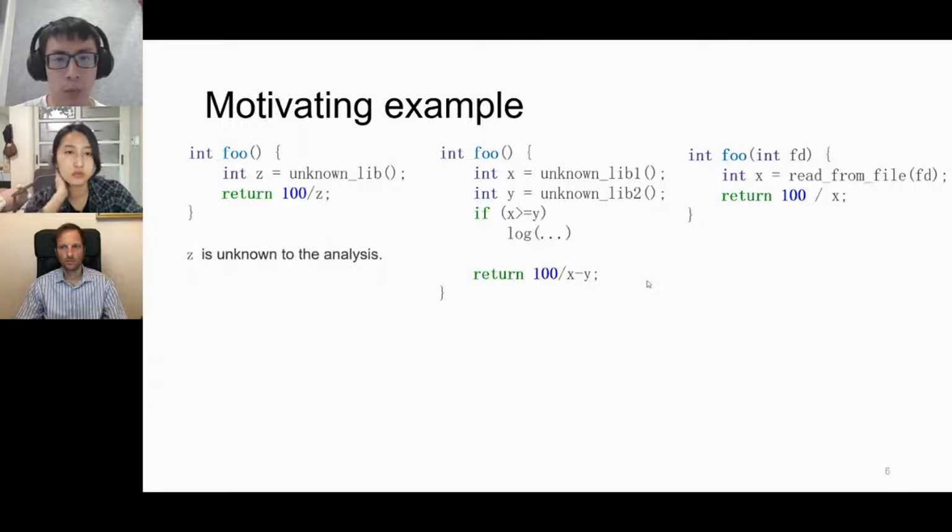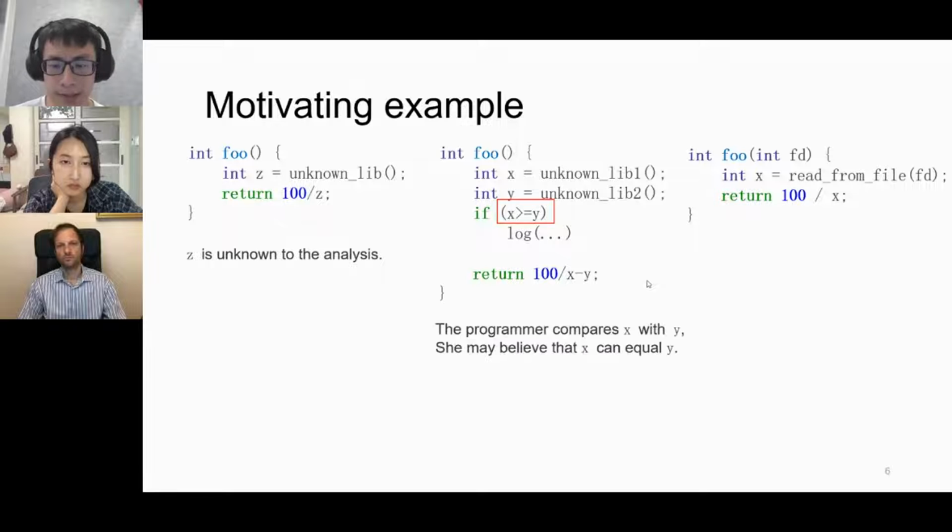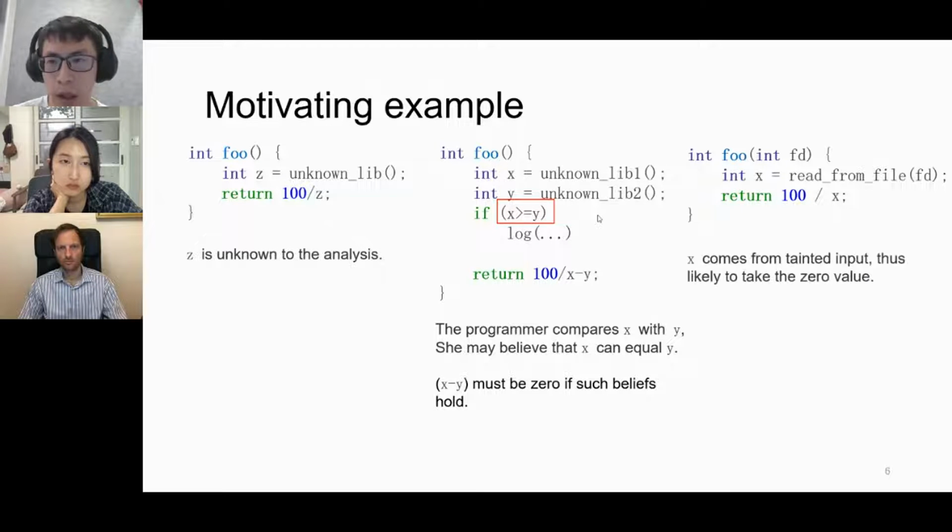For the middle program, we can observe that the programmer explicitly compares the variable x against y. This suggests her belief that x can equal y. When such beliefs actually hold, x minus y must be 0, so there is a divide-by-zero bug at the return statement. For the right program, since x comes from some tainted input, it may take any value, including the 0 value. So there is also a good chance for the right program to trigger a divide-by-zero bug.